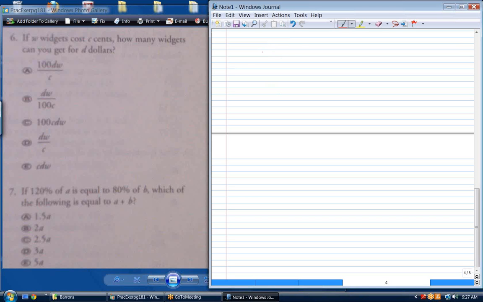So what should our widgets cost? How many widgets for how much in cents? And how many would you get for some number of dollars? So pick a W, a C, and a D that you can figure out in your head how many you're going to get for those amount of dollars. And I'm going to suggest using different numbers. Don't use 10, 10, and 10.